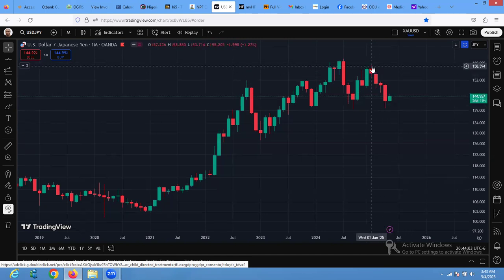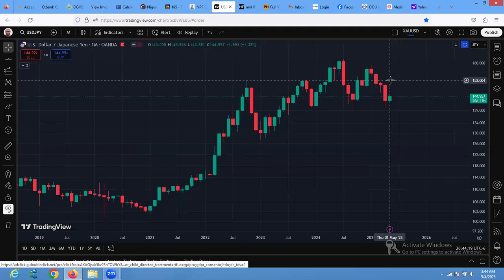Now, this C wave can be divided into two. This may come down as an A of C. Probably a B of C may go up deep without breaking this area here, without breaking 151.500, or around 152, yes, 152. Without breaking that area of 152, we should expect price to fall.